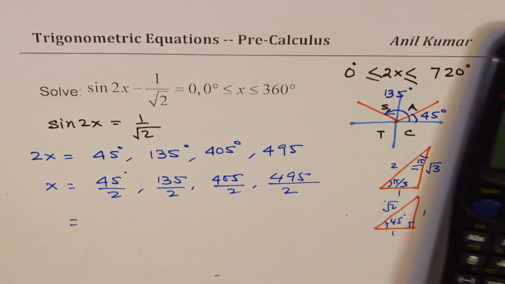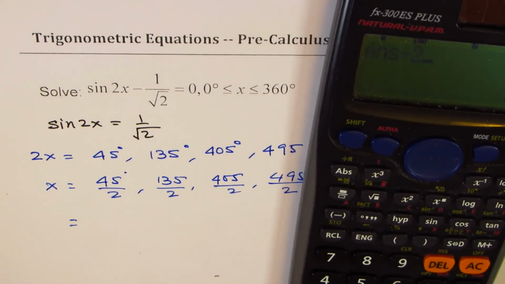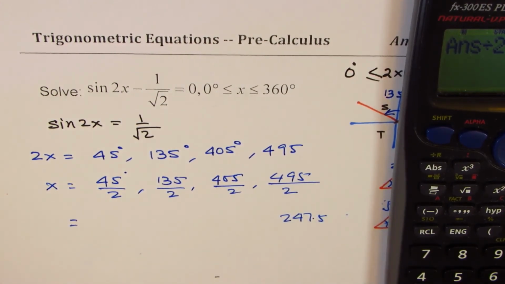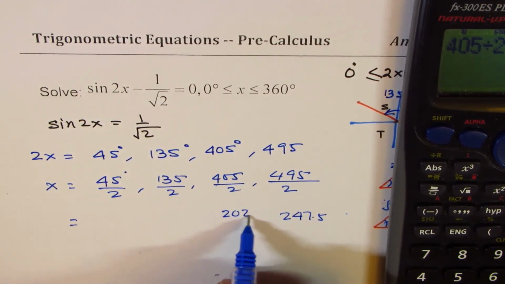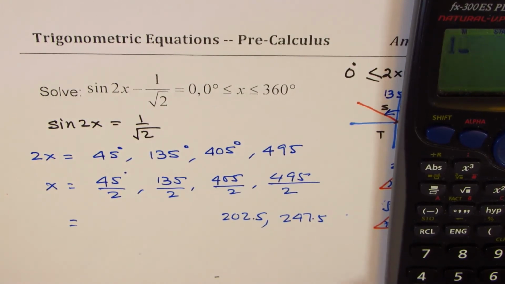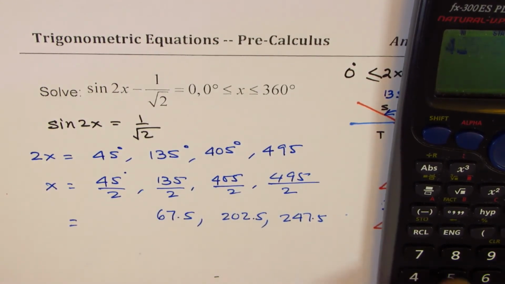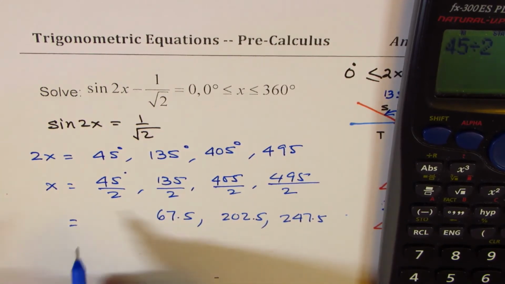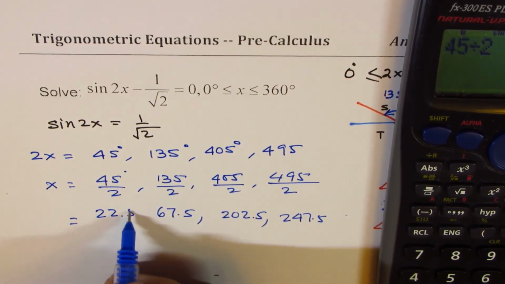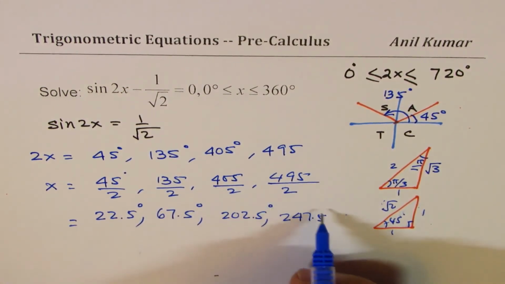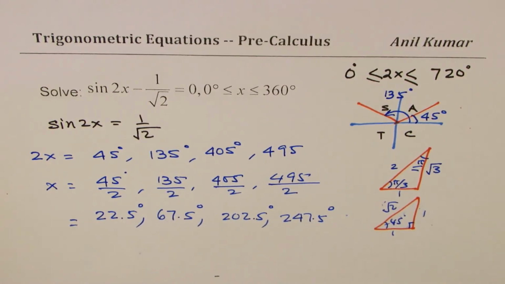So 495 divided by 2, we get 247.5. 405 divided by 2 is 202.5. 135 divided by 2 is 67.5. And 45 divided by 2 is 22.5. Is that clear? So we got all the answers in degrees. There are 4 solutions to the given equation. So I hope that makes sense.